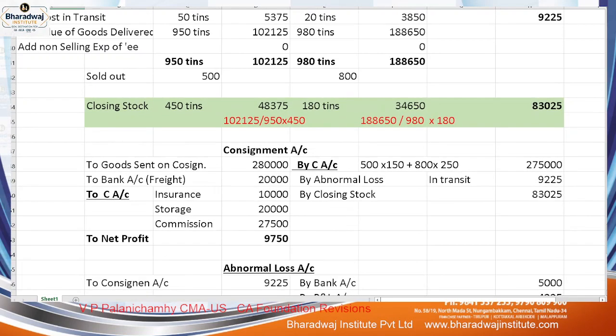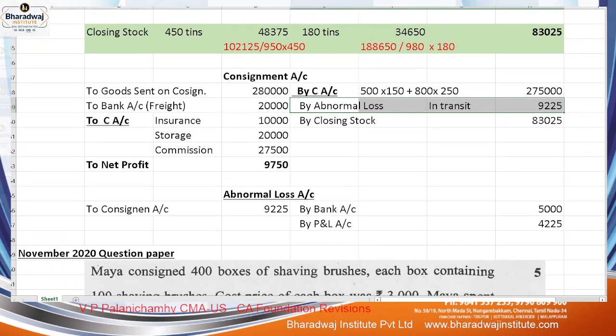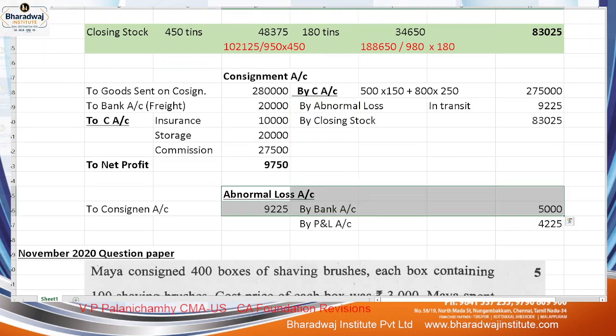By abnormal loss in transit, how much is there? 9225, you should record. By closing stock you should record. Recovery: see, who will compensate for abnormal loss? Insurance company can compensate or the transporter himself can compensate. That can be taken as a recovery for abnormal loss.